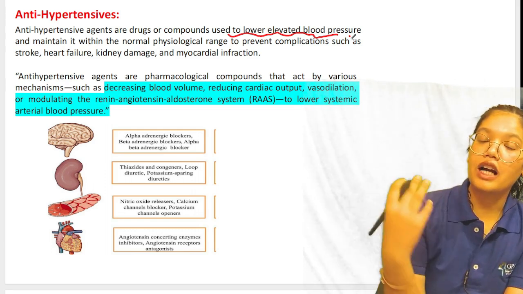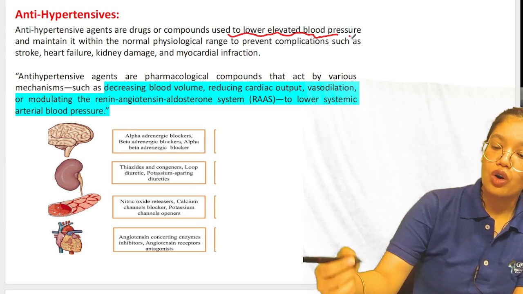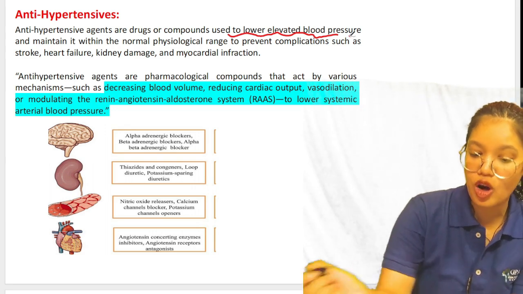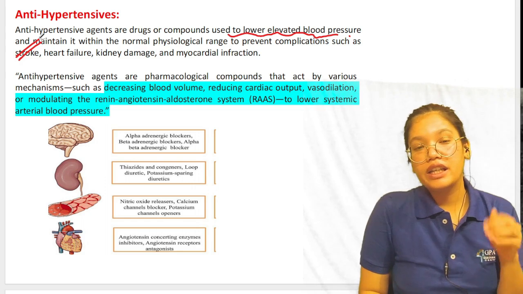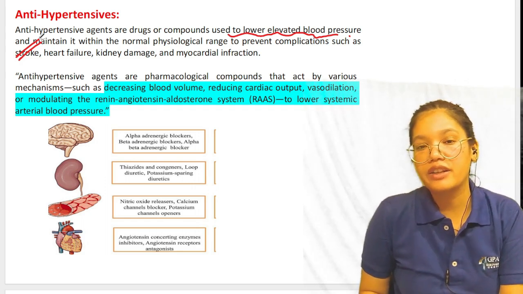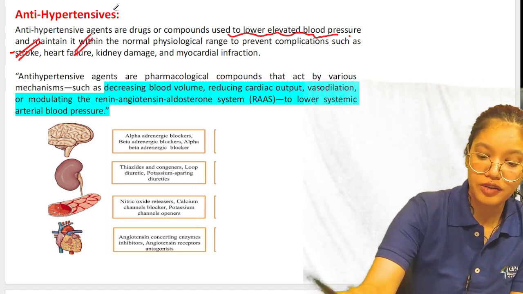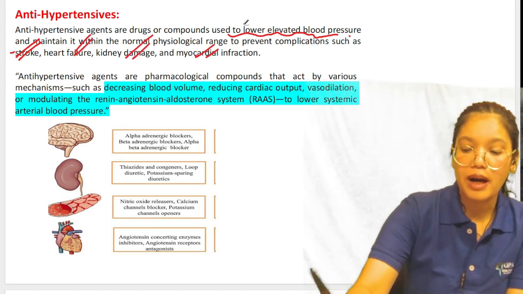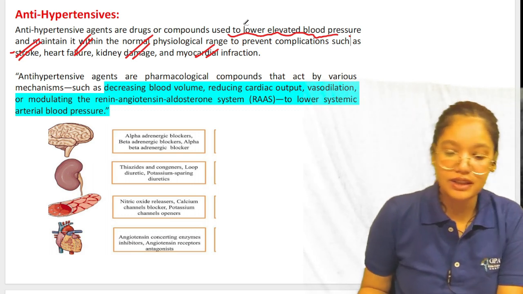Now, along with decreasing the blood pressure, antihypertensive drugs can also be used to prevent complications such as stroke, where the oxygen level in the brain is decreased and the brain gets damaged. That condition is the stroke. Then heart failure, kidney damage, myocardial infarctions. For all that, we can use the antihypertensive drugs.